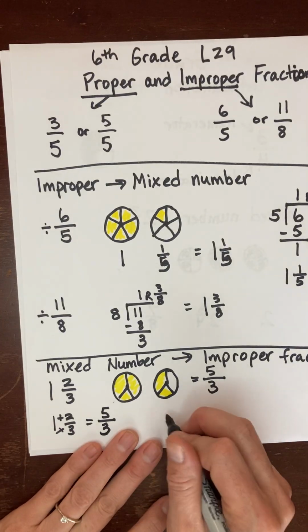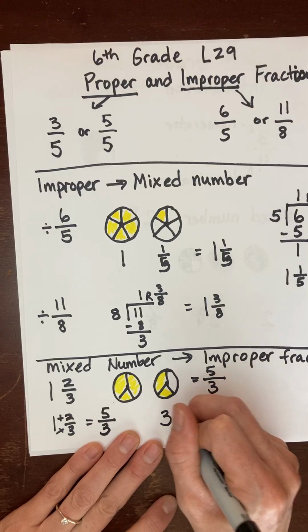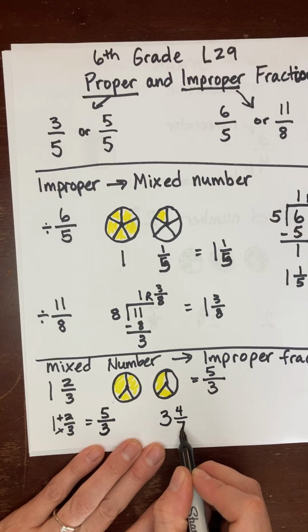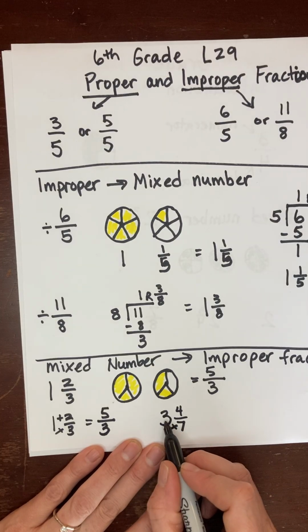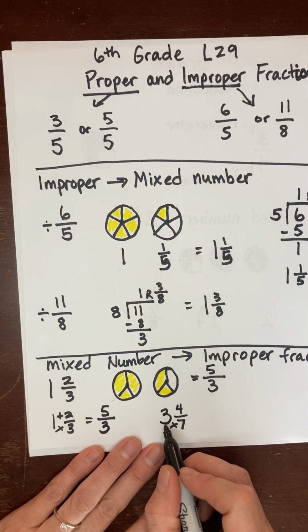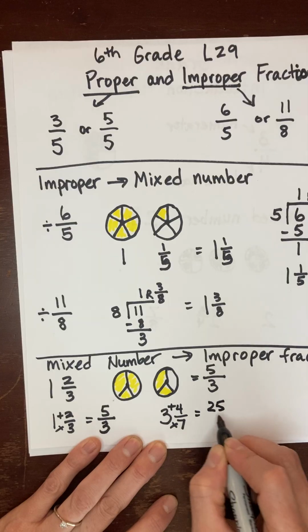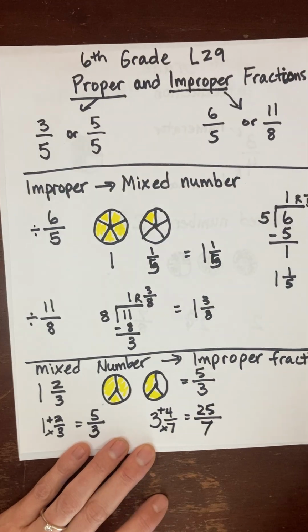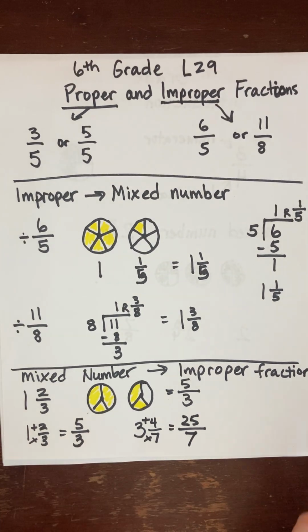Let's look at another example. Let's do 3 and 4/7. Each whole has 7 pieces and I have 3 wholes. So we need to multiply 3 times 7, which gives us 21. And then I have 4 extra pieces. So 21 plus 4 is 25. And then each whole is divided into 7 pieces. So we're going to put the 7 on the bottom. And we have 25/7. That's all there is to it for mixed number to an improper fraction.